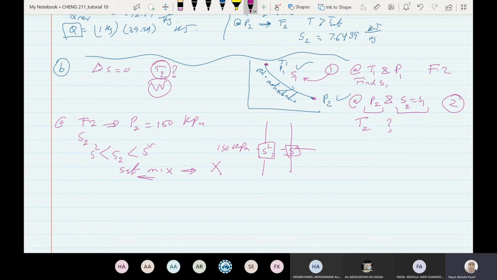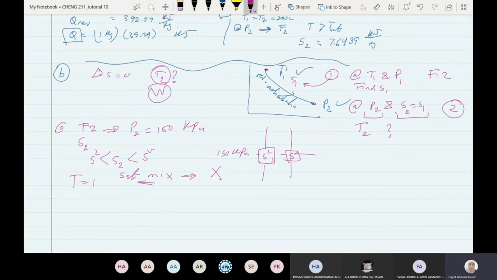And then if it is a saturated mixture, we have no problem, because if it is a saturated mixture, then the temperature is simply Tsat. With the temperature, you have no problem. Why no problem? Because at 150 kilopascal, in table F2, there is a value written there, and that value is Tsat. So I can answer this question: T2 is equal to Tsat. I have no problem.